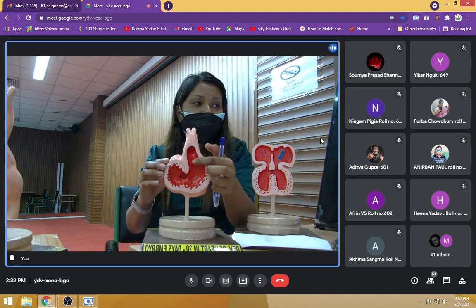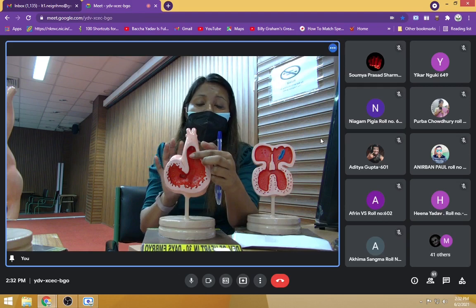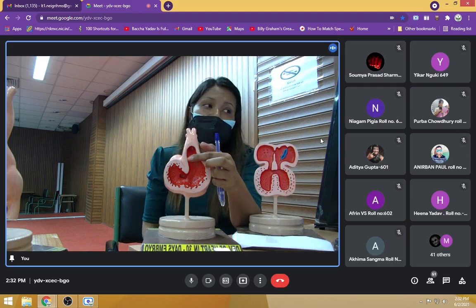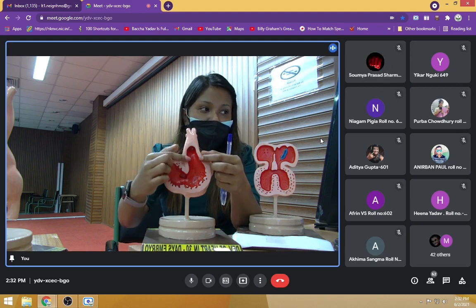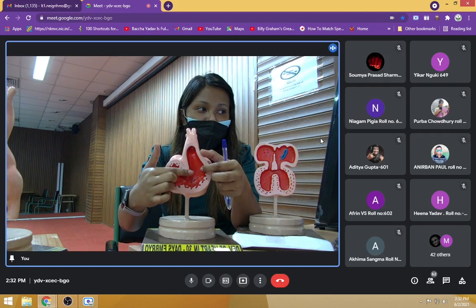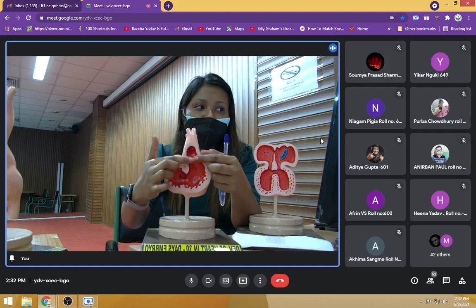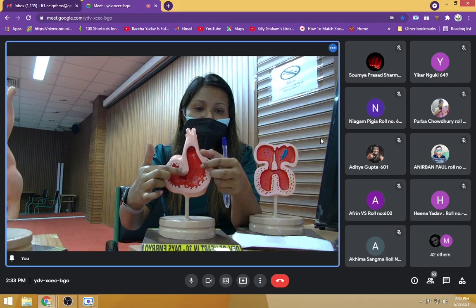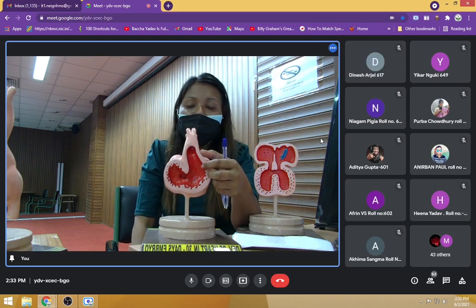Then in this bulbar region, in this bulbus cordis, there is formation of bulbar ridges. You can see here, from this part there will be outgrowth like this: right and left bulbar ridges. And in the upper part there will be formation of the spiral septum.